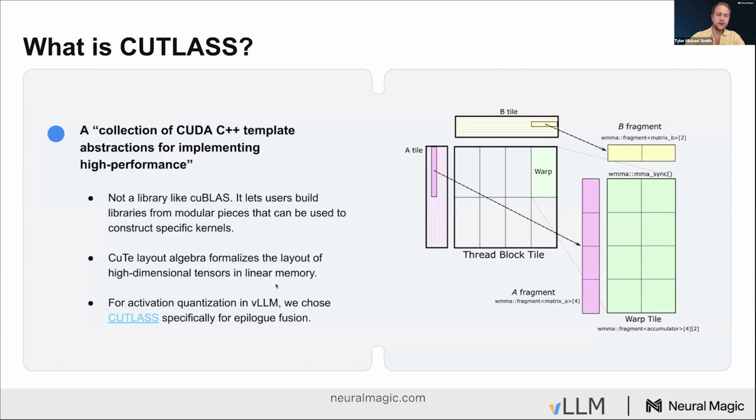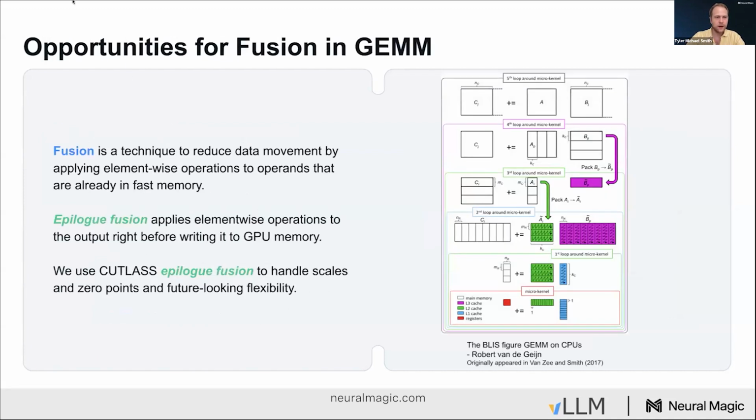Yeah, and for vLLM, we see epilogue fusion as the killer feature of Cutlass. So we're going to talk about that. Fusion is a technique to reduce data movement by applying simple operations to operands that are already in fast memory, or as you're moving them into fast memory. And epilogue fusion is a specific kind of fusion where you're applying those operations to the output right before you write them out to GPU memory.